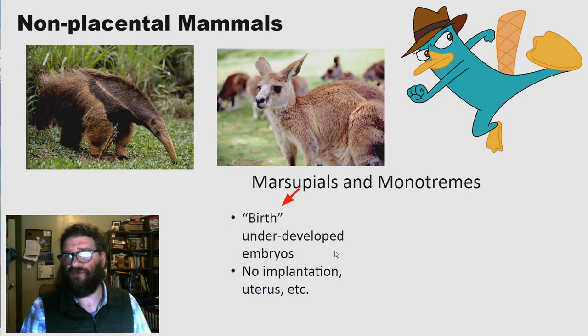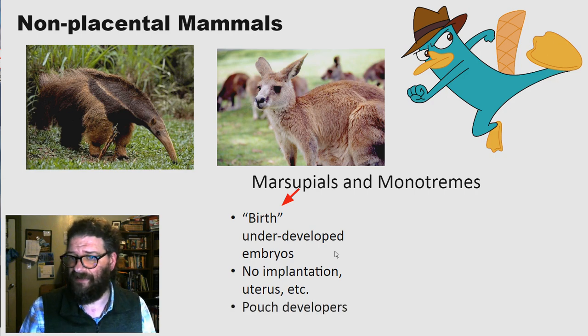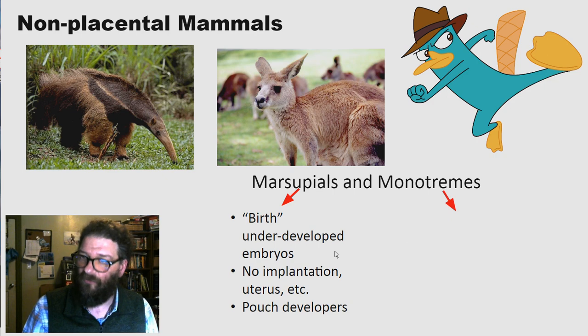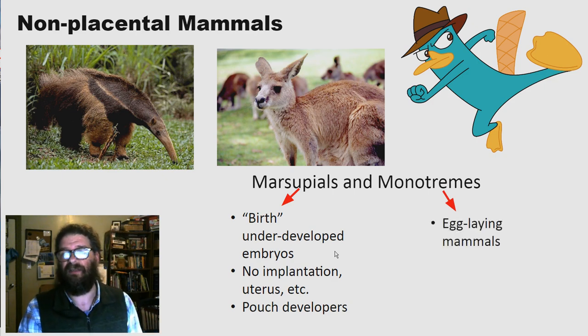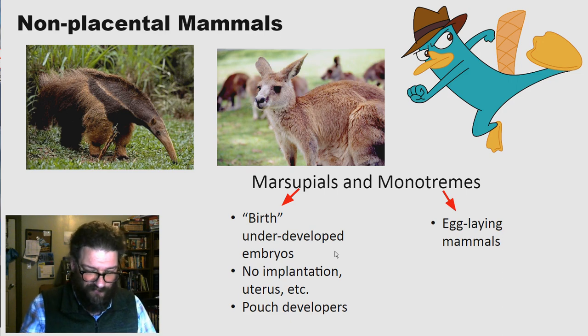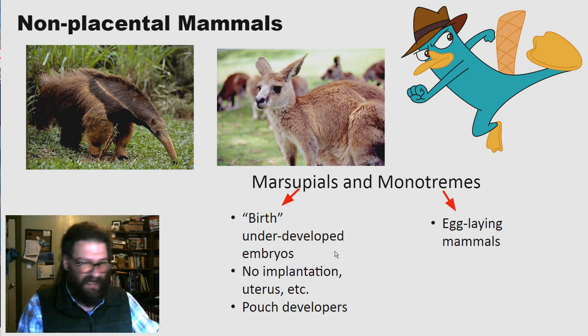Now monotremes, like Perry the platypus over here, monotremes are a little bit different. They are really bizarro. These are our egg-laying mammals. They're kind of a crossover between mammals and, I don't know, egg-laying reptiles, I guess.